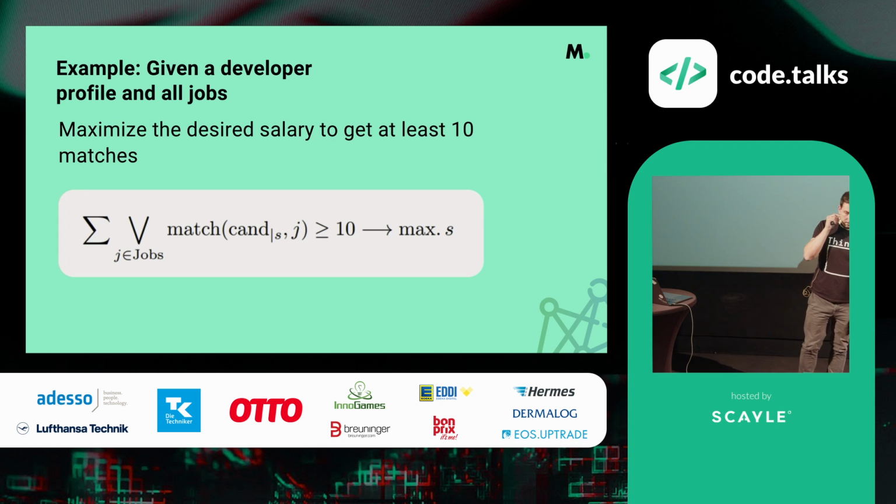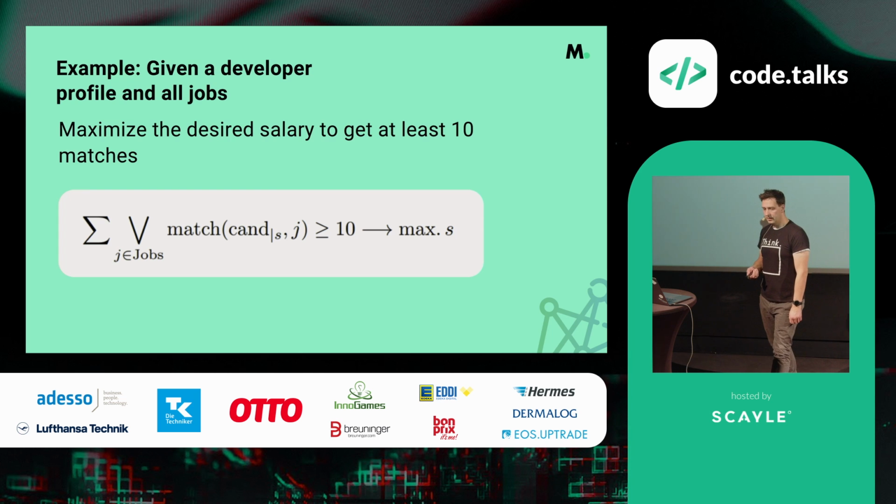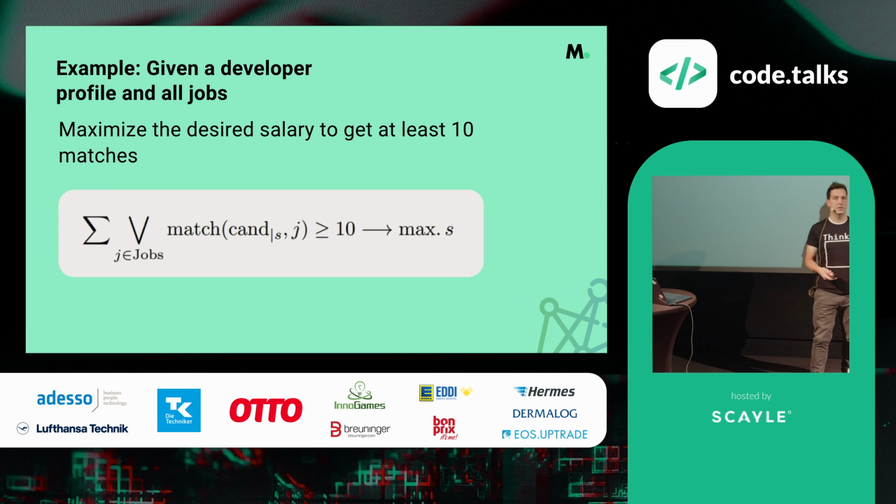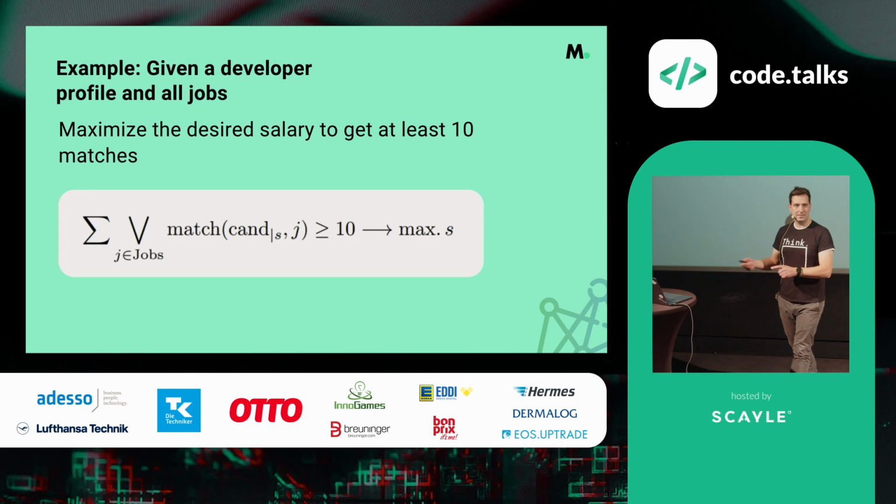The question, we translate it now to a decision problem. And the decision problem is: is there a certain number of matches I can get under a certain salary? And the application at the end is, I would like to maximize the salary.